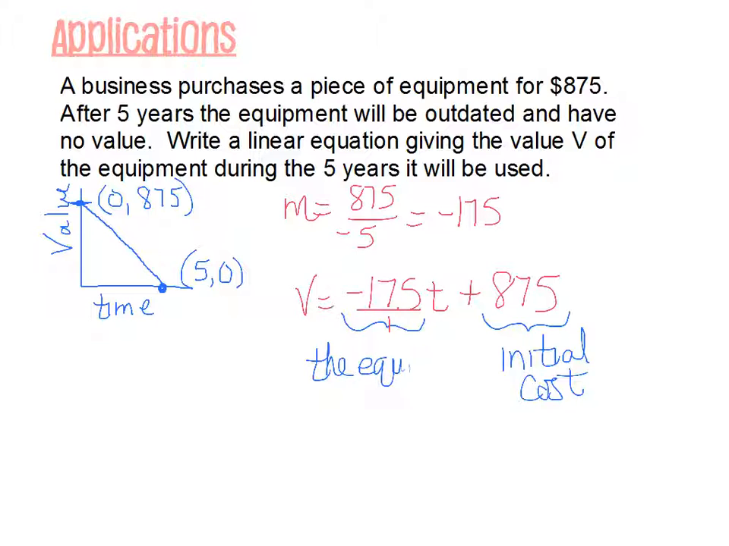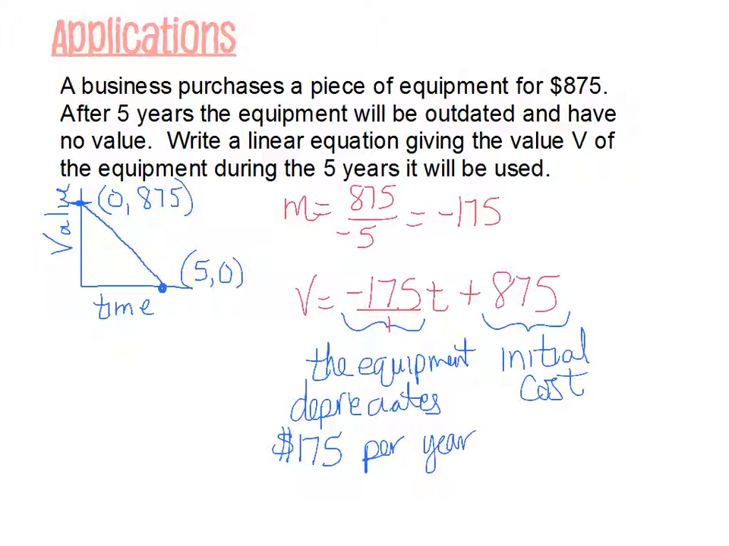Let's write the equipment. And perhaps a nice word here would be depreciates. Instead of going down, we'd say it depreciates $175 per year. Understand what that equation is telling you.